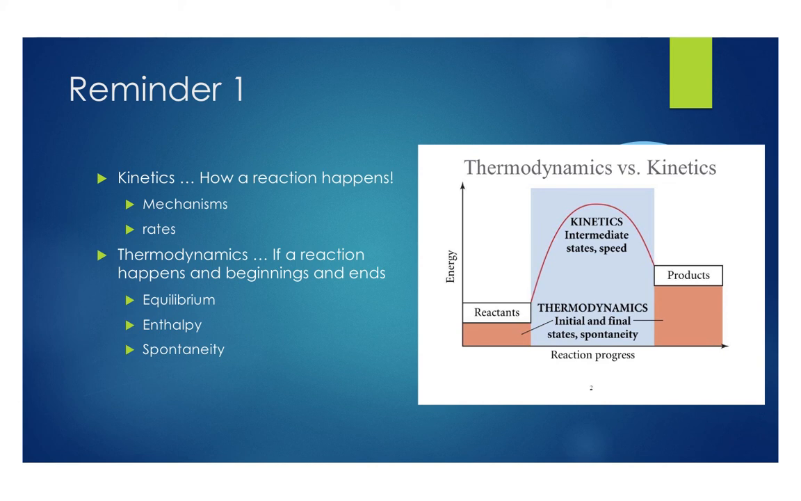Constant reminder as we go through the second part of this unit: as we talk about a chemical reaction, two big things that we always want to talk about are thermodynamics and kinetics. Kinetics tells us how a reaction happens. It deals with mechanisms and rates, what happens before or between the beginning and the end of the reaction. Thermodynamics, however, talks about if a reaction happens, in other words, is it spontaneous or thermodynamically favorable, and the beginnings and the ends. In other words, what is the equilibrium position? What is the overall enthalpy change of the reaction?